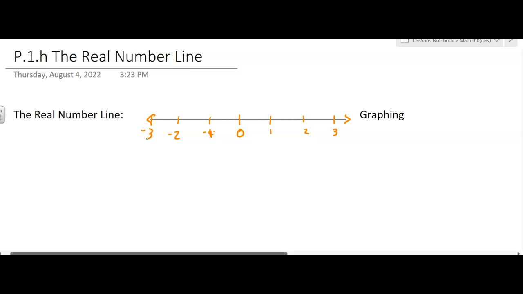And then it represents things like 1/2 and -2/3 and things like that. And we can graph any real number on the number line. So this is graphing just with one number on a number line graphing.